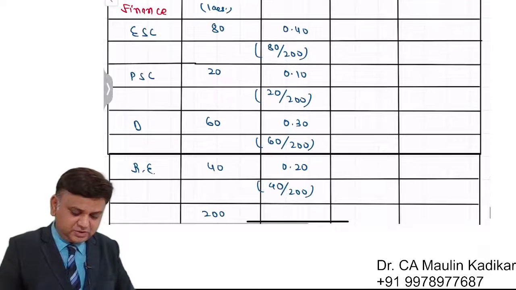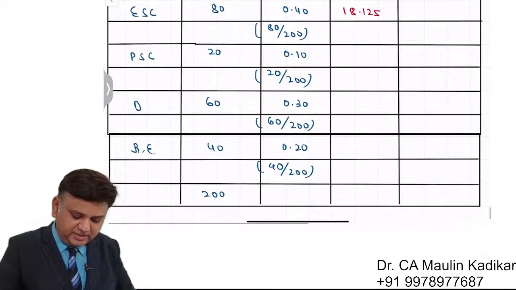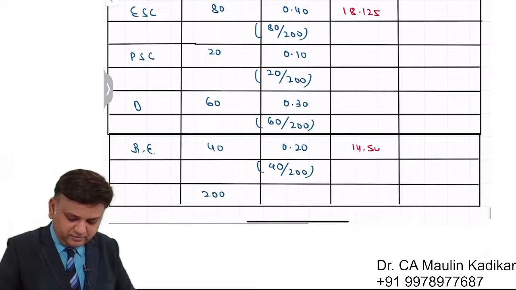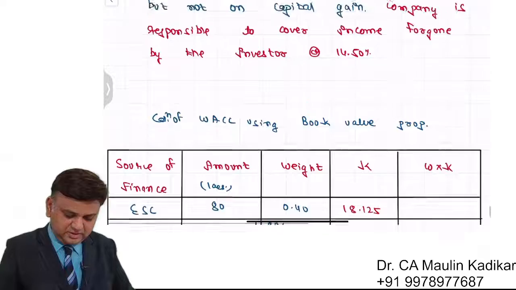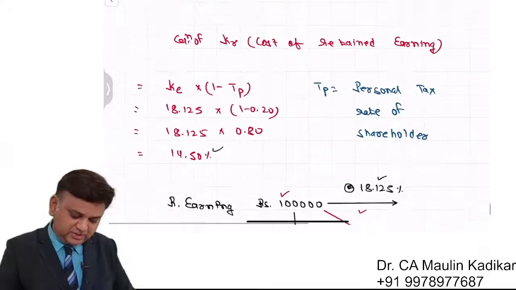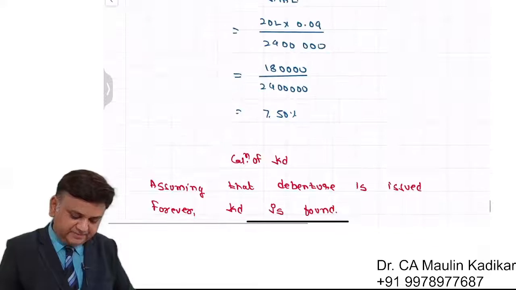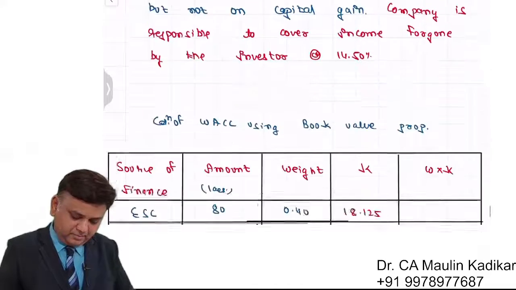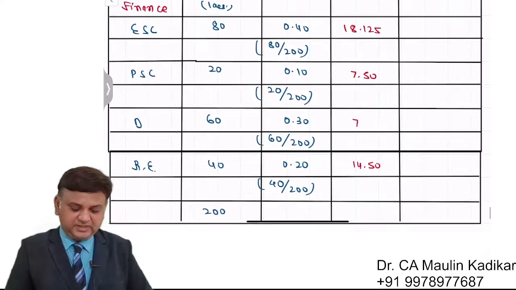Multiplying with the respective cost, it is 18.125, then it is 14.5, this is 7.5, and this is 7. That is the way we are required to consider the cost. KD is 7 and KP is 7.5. Okay. So now we'll have the working like this.